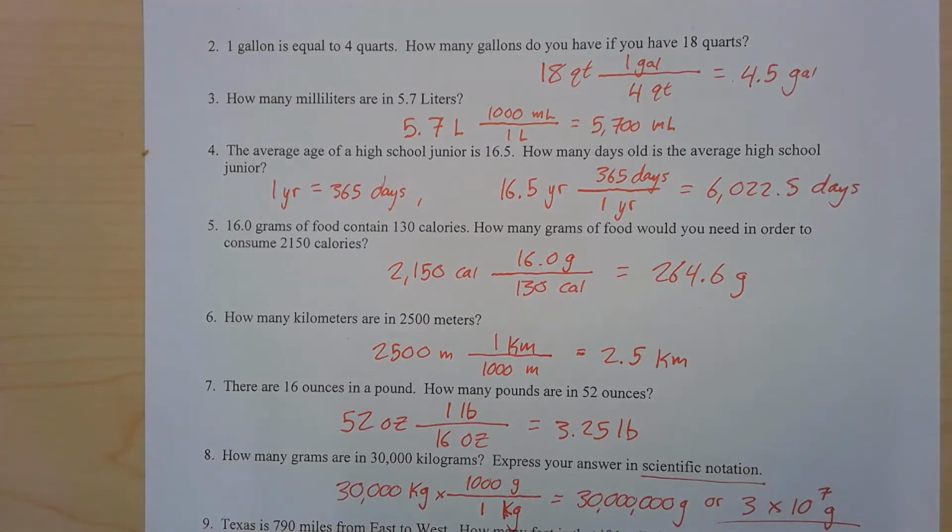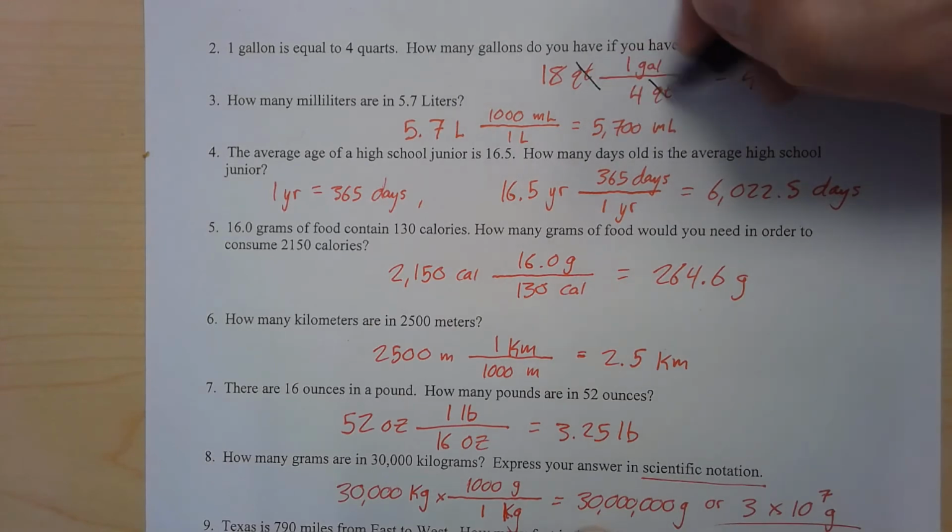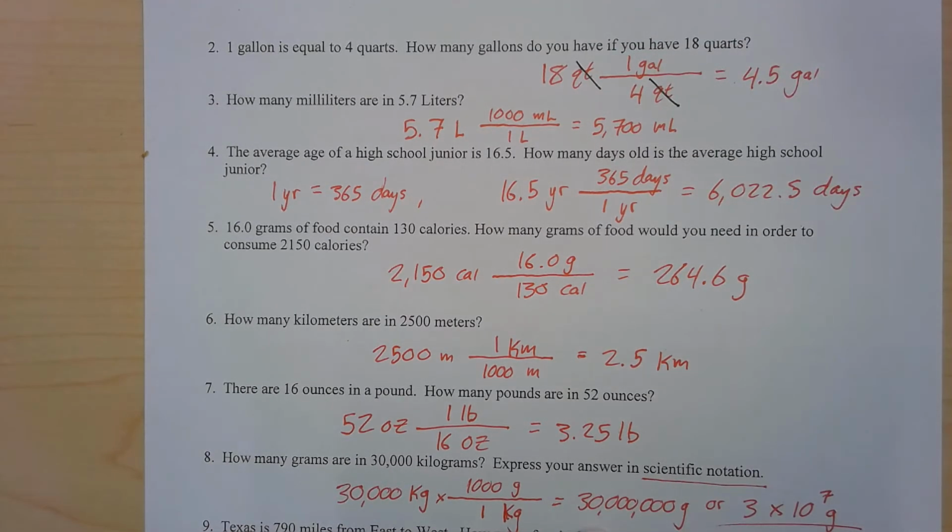1 gallon is equal to 4 quarts. How many gallons do you have if you have 18 quarts? So 18 quarts is your starting position. Your conversion factor is 1 gallon per 4 quarts. You know that's correct because you can cancel the quarts and you're left with 4.5 gallons.